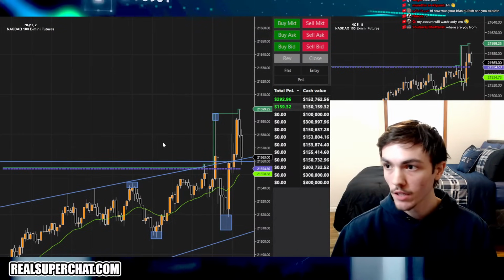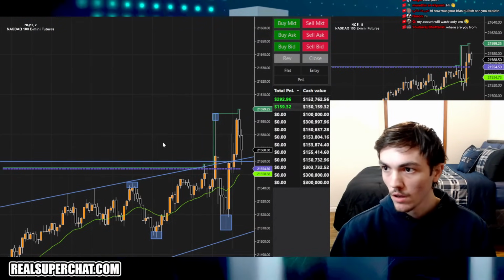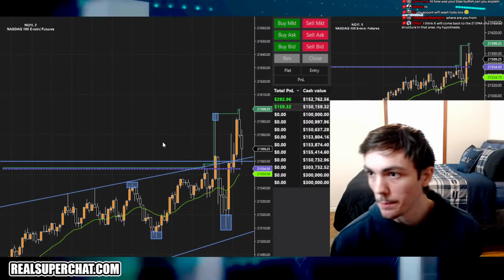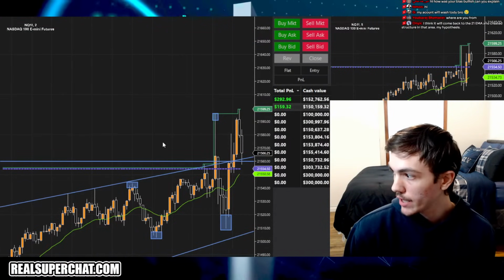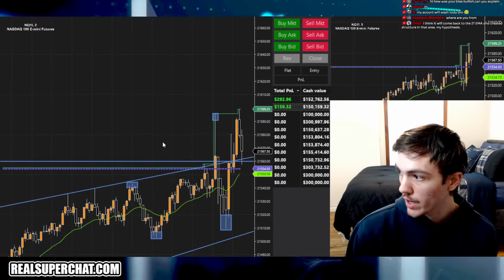ES coming. ES just created a lower low. NQ tapping off that pivot point. I think it will come back to the 21 EMA and create structure in that area. My hypothesis. You may be right, Onyx.